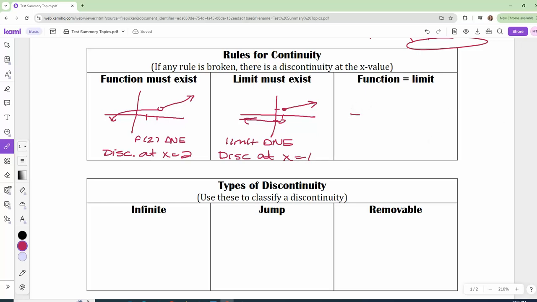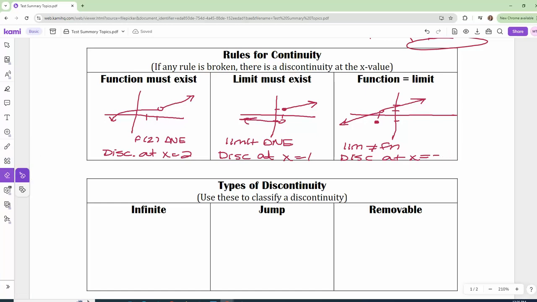And the final thing, the function has to be equal to the limit. So we might have a case where we do have a limit and we do have a function value, but they don't match up. Okay? It is a discontinuity. So when I give you something like that, start looking at your numbers and writing down what this is the probability of, so you kind of have a list.